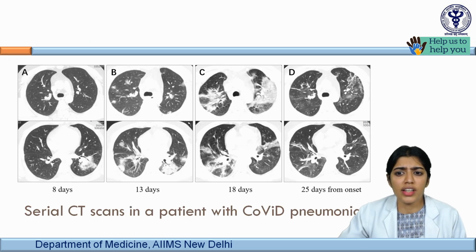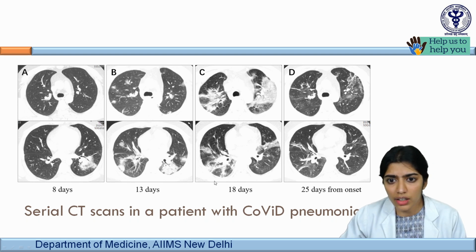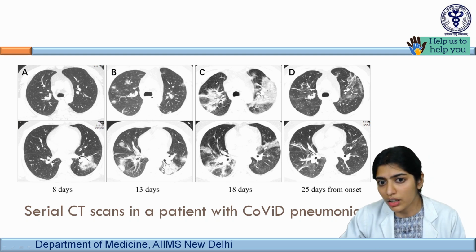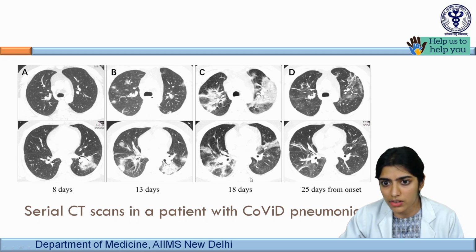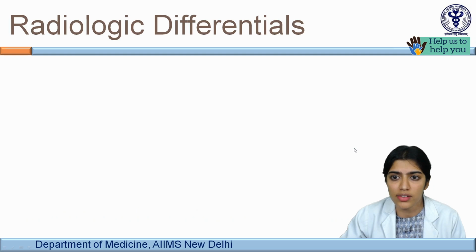Now let us take a look at the CT scans of a patient with COVID-19 pneumonia. So the first scan here is of the patient on day 8 of the infection. We see that there is a unifocal consolidation surrounded by a ground glass opacity right here. So day 13, day 18, the patient is slowly getting sicker. What we see is that there are multifocal consolidations surrounded by ground glass opacities now. So finally, it is day 25 and the patient is slowly recovering from the illness. Here we see that many of the opacities that we see on the earlier scans have now disappeared.